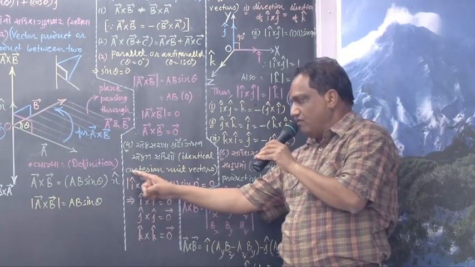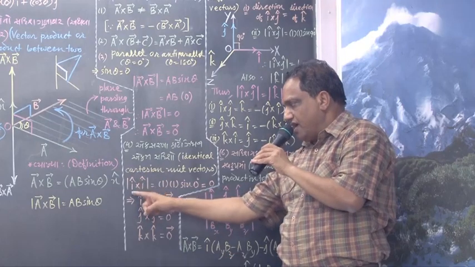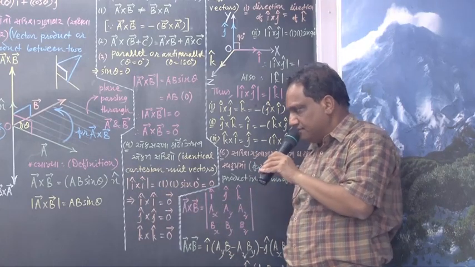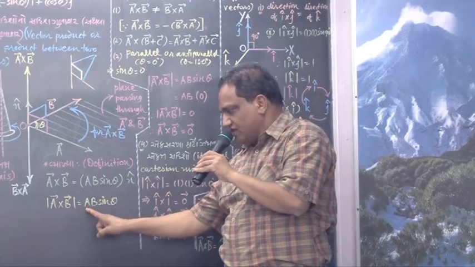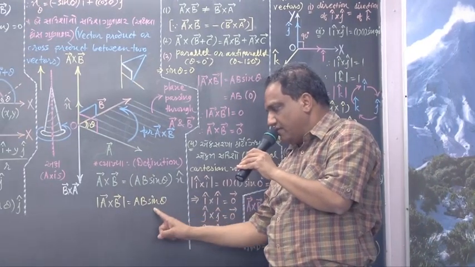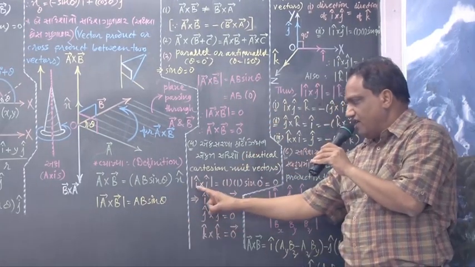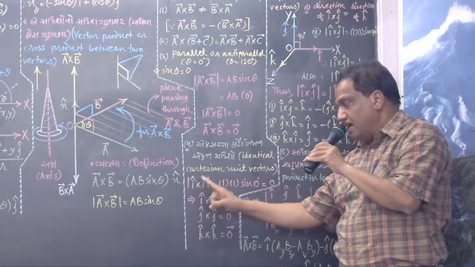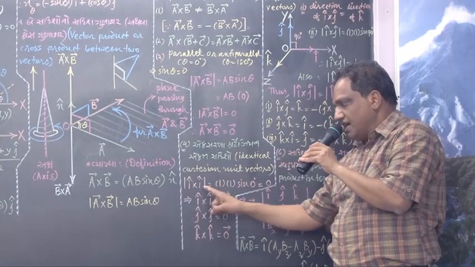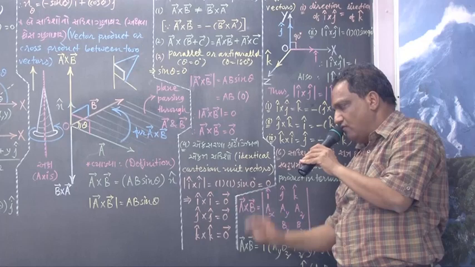Fine. Now let us take the cross product between two identical Cartesian unit vectors. First of all, I want to find the magnitude of i hat cross i hat. Magnitude of the first vector multiplied by magnitude of the second vector multiplied by sin theta. The first is a unit vector, so it has magnitude 1 unit. The second is also a unit vector, so it has magnitude 1 unit.